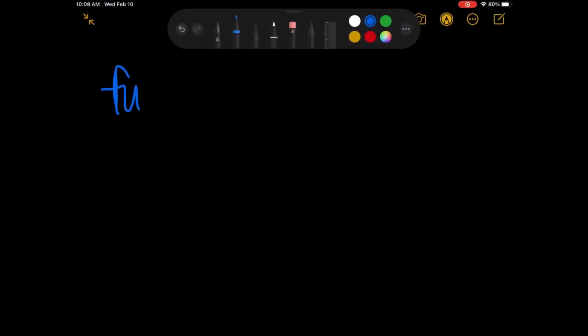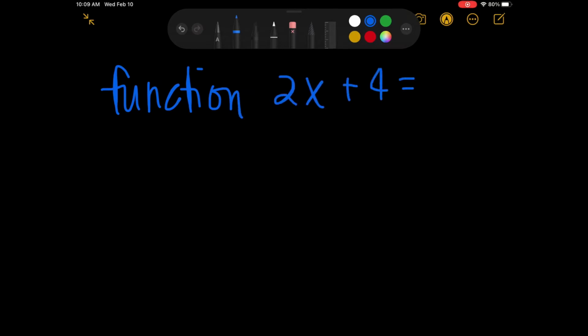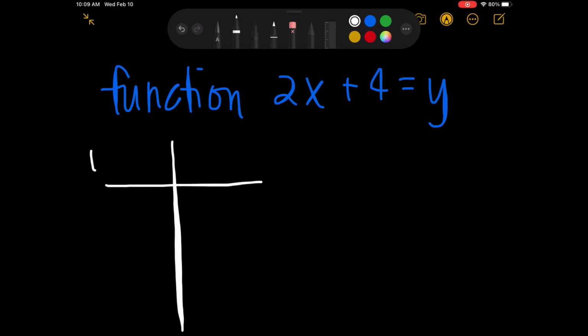Let's go ahead and start with a function. We're going to use 2x plus 4 is equal to y. So we're going to create an input-output table. On the left side we have our input x, and remember, we can choose pretty much whatever we want it to be. And on the right side we have our output.